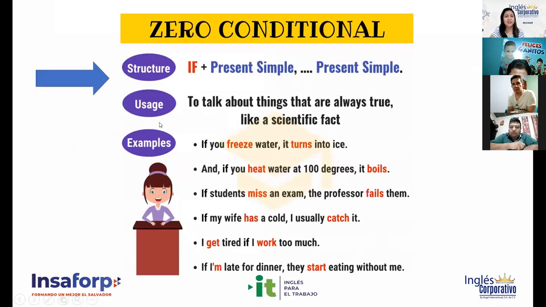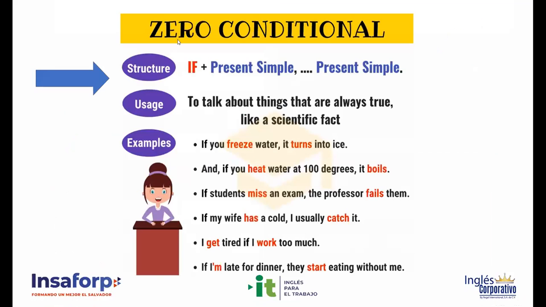¿Cómo es la estructura del zero conditional? Okay, as you notice, the structure can be like this. If, plus a sentence in present simple, comma, and then the result is going to be also in the present simple. This is the zero conditional. Entonces, usamos dos oraciones. Una oración es la condición, donde va a ir el if o el when, y luego el resultado es otra oración. Ambas las vamos a separar con una coma.